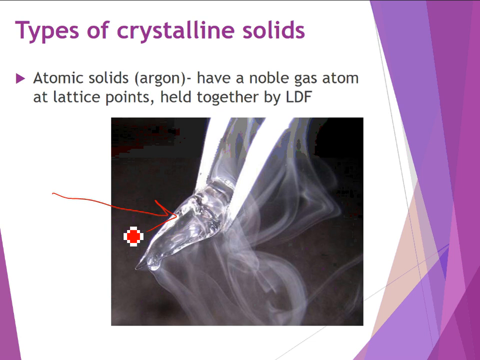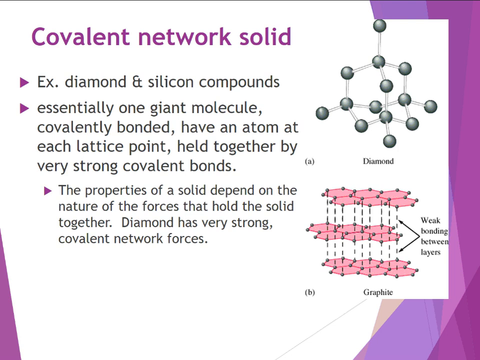This is argon sublimating at room temperature. So the covalent network solid, to give you a little more detail, typically we see diamond and silicon compounds. They're essentially one giant molecule. Whatever the base unit is, that's a nice ratio, but the covalent network solid is a giant molecule of covalently bonded atoms. There's very little IMFs to concern yourself with when you see this, especially with diamond.